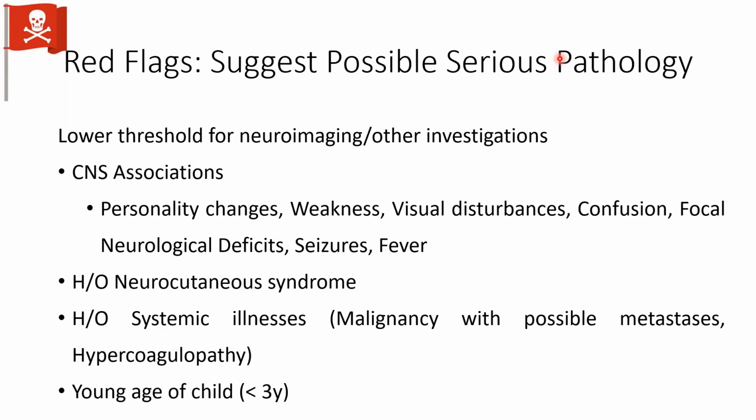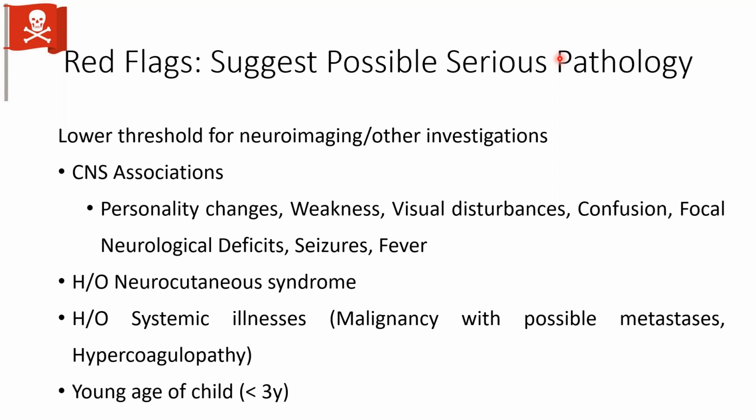Then the red flag signs can be some associations of the CNS in the form of personality changes, some focal neurological deficit or weakness, some visual disturbance, confusion, neurological deficits, seizures, or fever. Again, we would suspect that there is some CNS association, and we would like to go ahead with neuroimaging or some other investigation and think that this is not a primary headache but a secondary headache.